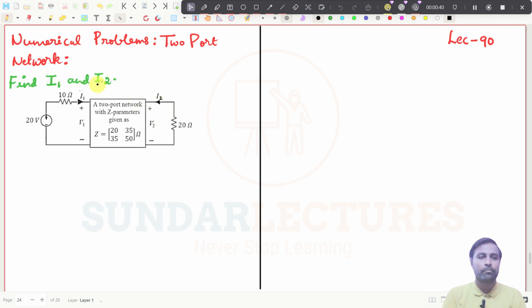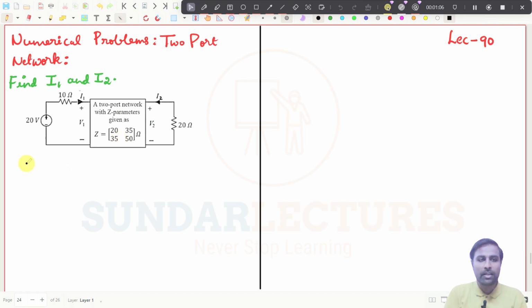So first thing, this is the given question now. In this question, they are asking you to find the value of I1 and I2, and they have given you this value. This is the two-port network, and they have given the two-port network value as this one. This is nothing but the Z parameter.